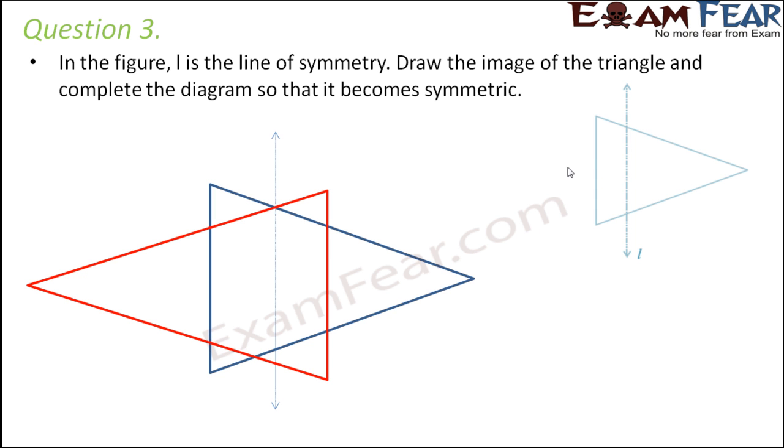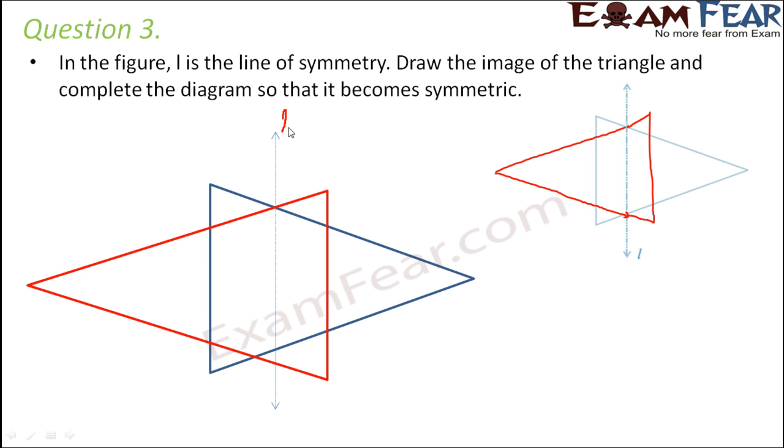So this is what it would be, because on this side you have this structure. So this side also you will have a similar structure like this. Similarly, on this side of the line you have a triangle. So on the other side also you will have a triangle like this. So finally you will end up with an image like this.